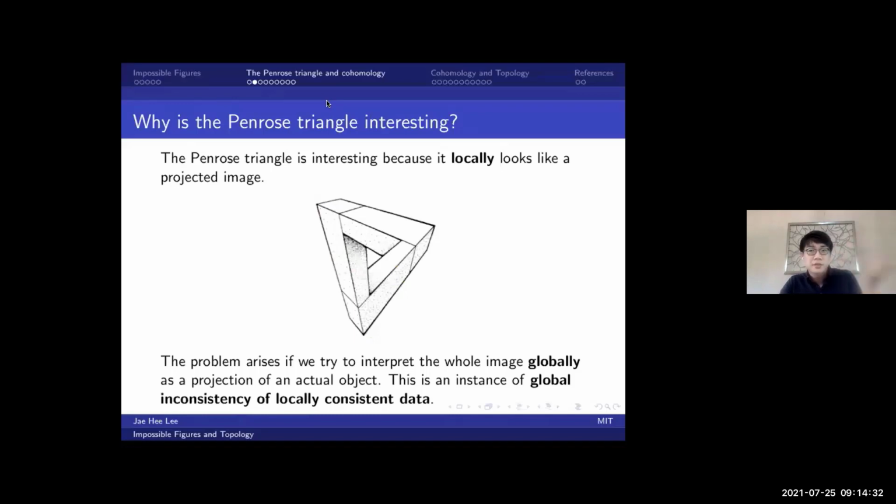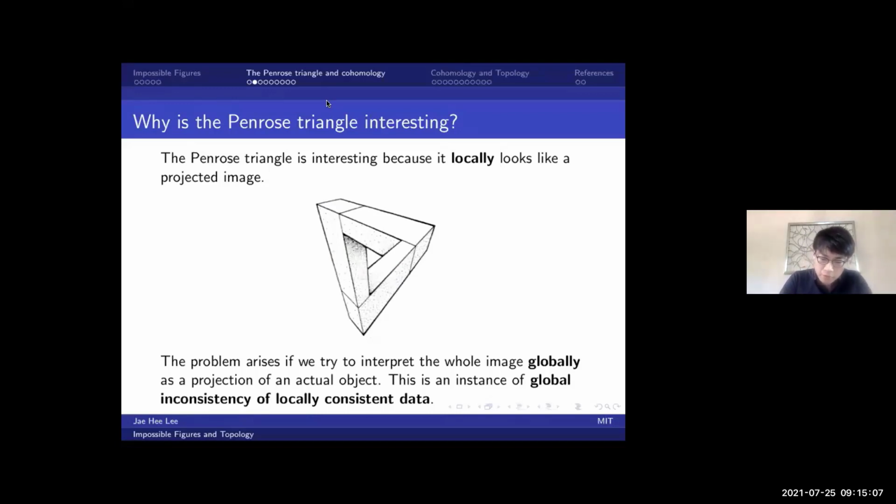So locally it makes perfect sense, but globally it suddenly doesn't make any sense. So this is an instance of this phenomenon that I was trying to describe. This is what I mean by global inconsistency of locally consistent data. Locally, everything is consistent, looks like a projected image, but globally, it's no longer consistent. It's not a projected image of an actual 3-dimensional object. Okay, so that's why this whole optical illusion is kind of interesting, and that's why it's also interesting mathematically, right?